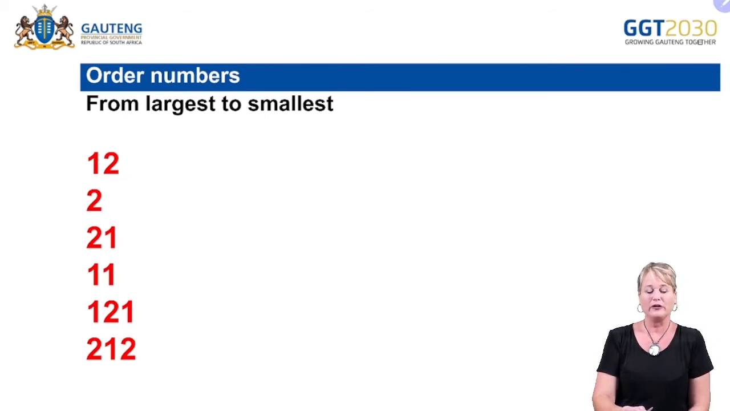212. So our instructions were to go from the largest one to the smallest one. So which one do you think is the largest? 212. Well done. And then the second largest one would be 121. Now we have to look at the next four. We've got 11, 21, 2, and 12. So the next one would be 21, then 12, then 11, all the way down to our baby 2, only 2.